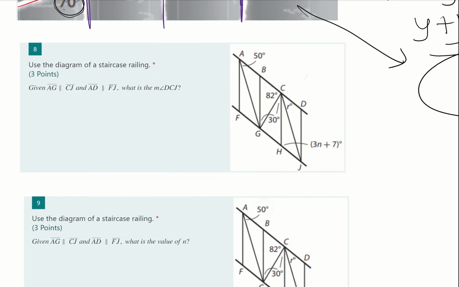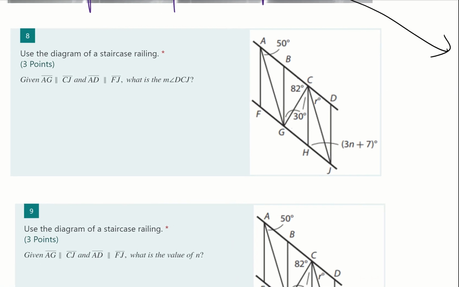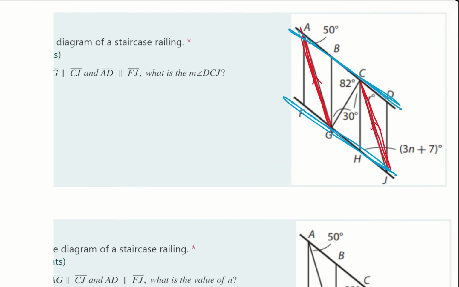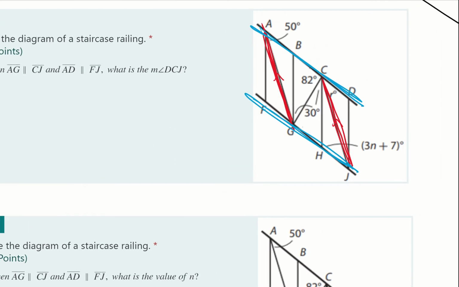All right, number 8. Use the diagram of a staircase railing. So they told you that AG is parallel to CJ and AD is parallel to FJ. So those are the ones that are parallel that they told us explicitly. Now they want us to find DCJ. So they want us to find this angle right here in black.